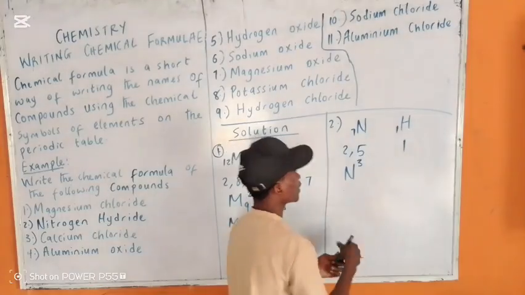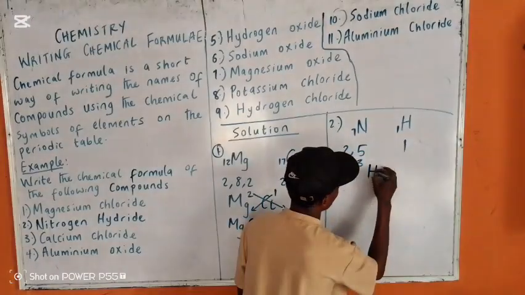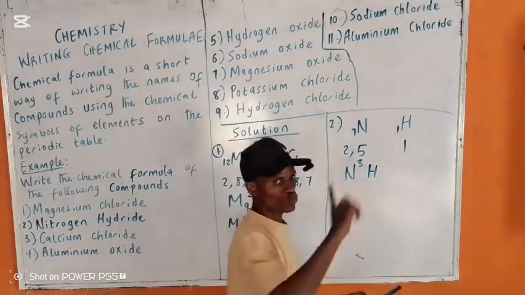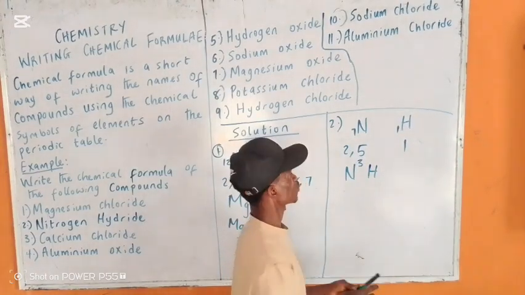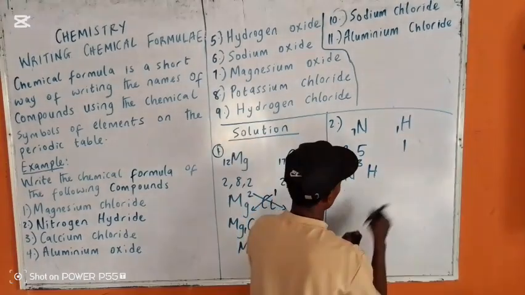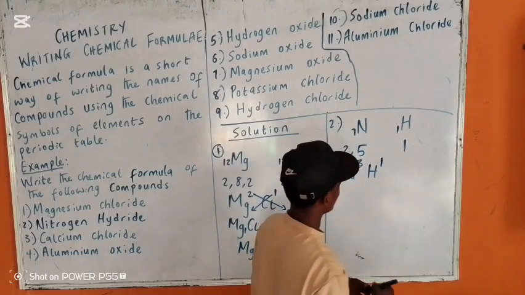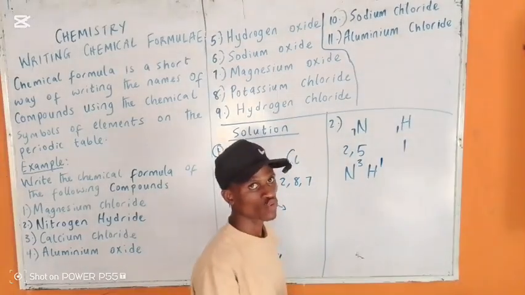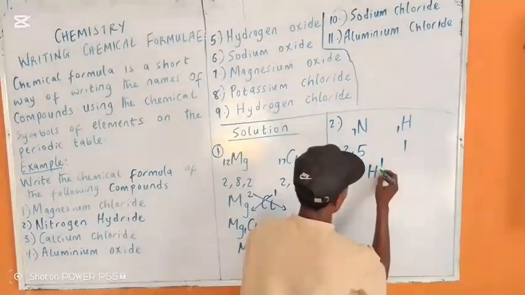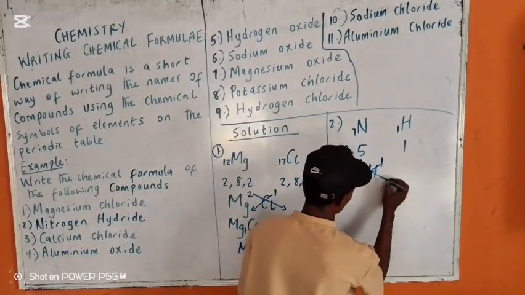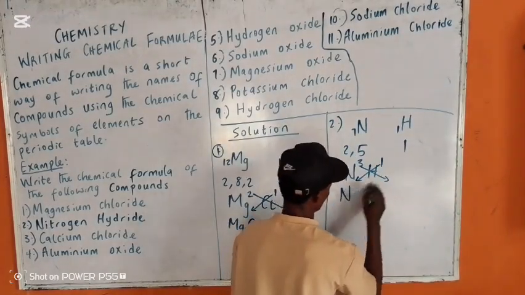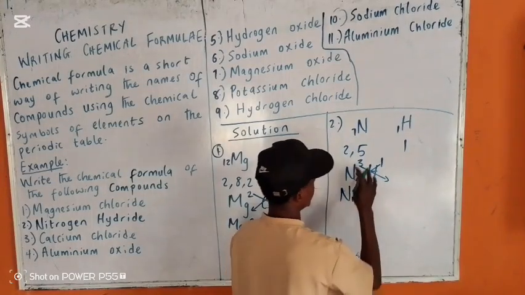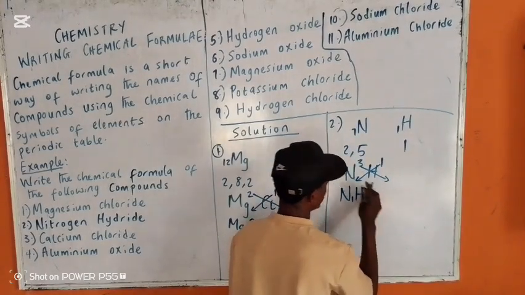Now hydrogen here, on the other hand, needs 1 to attain the duet rule or the duplet rule. So hydrogen needs 1 to be stable with the duet rule. So what happened here? You cross it again. The 1 comes here, the 3 comes here.